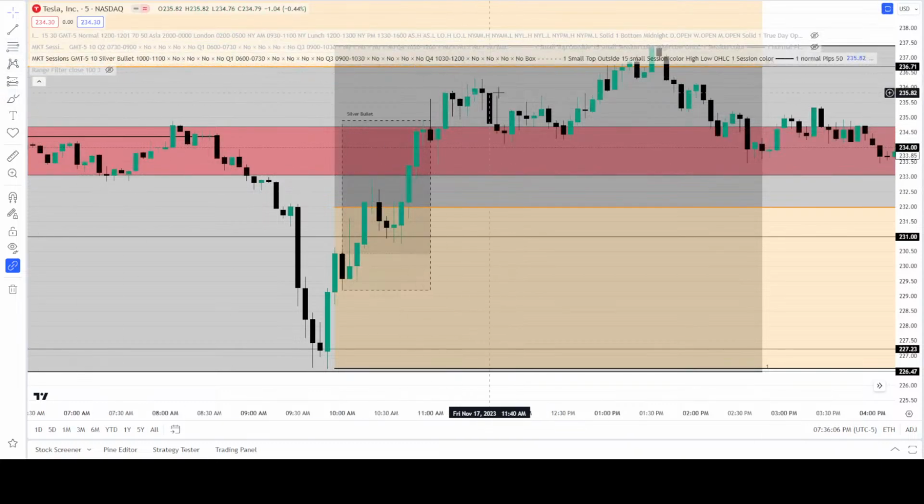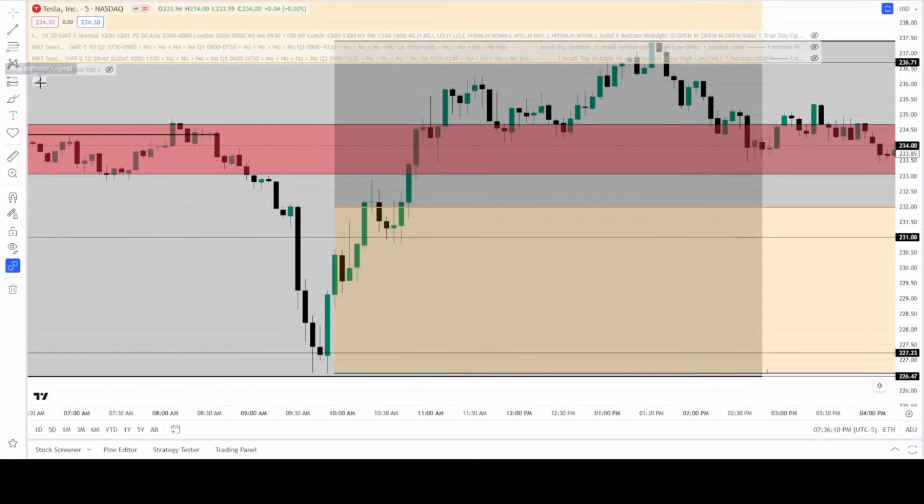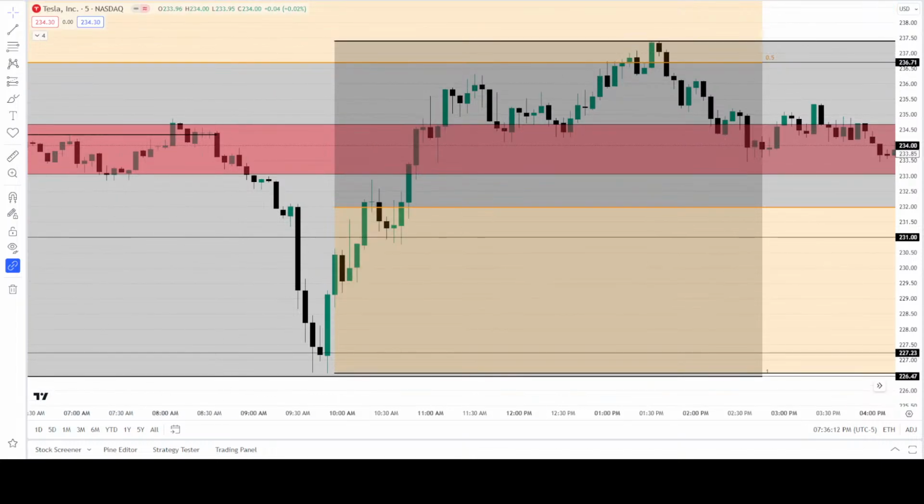If you want more information, I'm happy to give you guys resources for kill zones. But understanding how time macros work with trading can be very helpful.